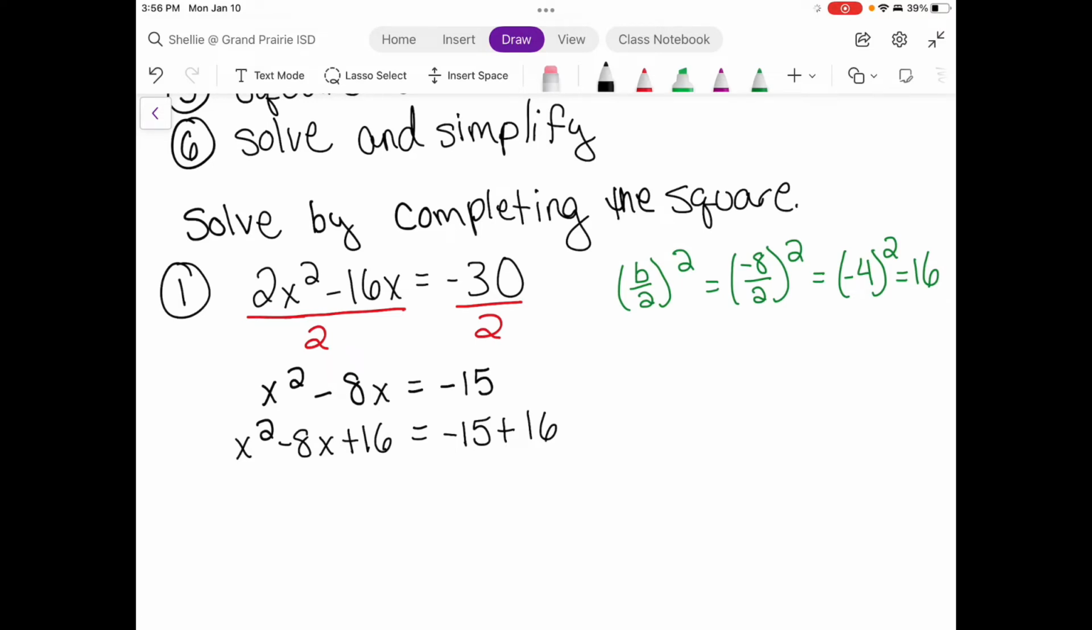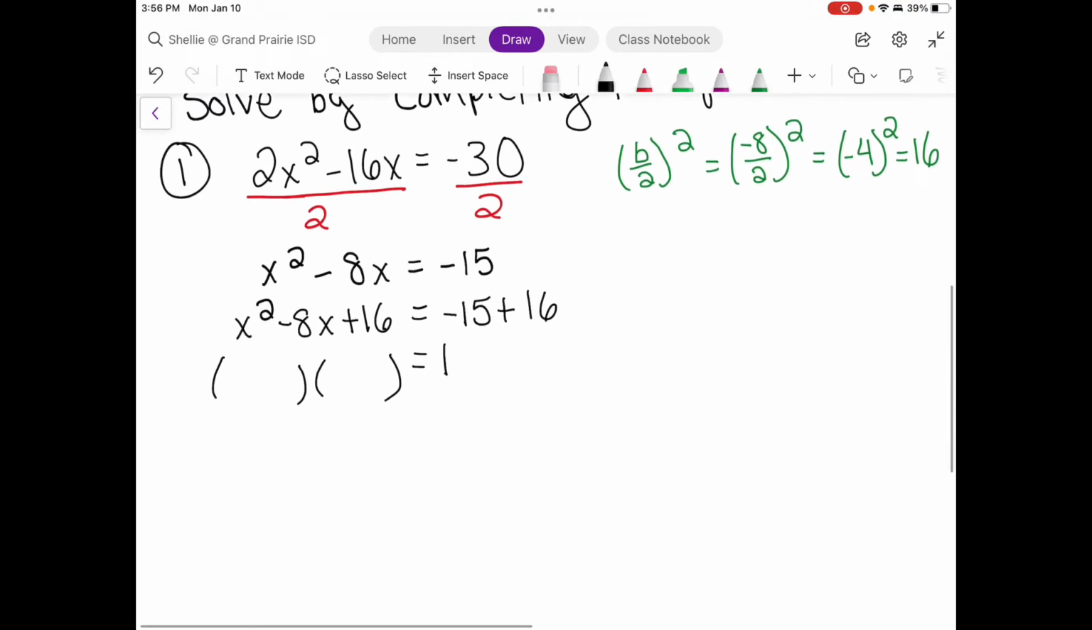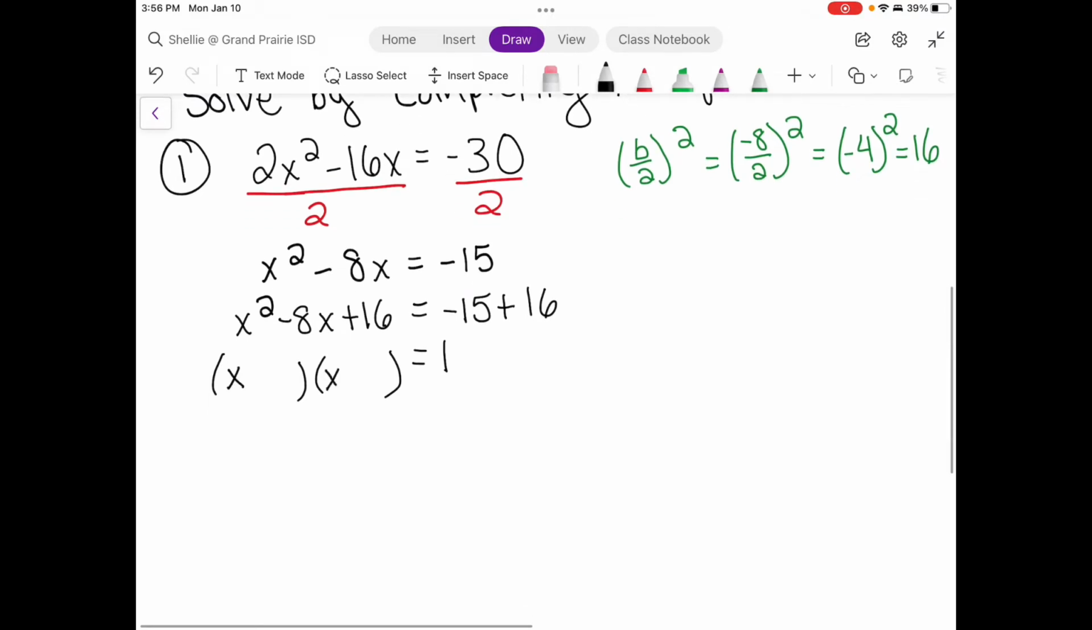Now, that actually makes this right side rather easy. Negative 15 plus 16 is 1. Let's go over here, and I need to factor this trinomial on the left. So I'm going to factor, I have x times x. I need two numbers that multiply to give me 16 and add to give me negative 8. Those would be negative 4 and negative 4. Now this is incredibly helpful because this is actually x minus 4 quantity squared, and that's equal to 1.